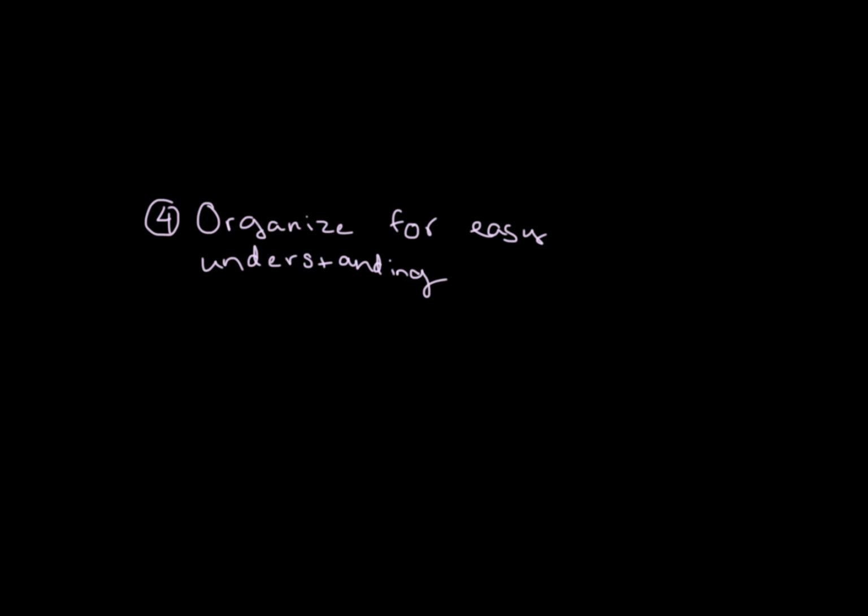Number 4, organize for easy understanding. I know that at least for my regional science fair, this is actually something that is on the judging rubric: organizational flow. When a judge is looking at your board, does it all flow nicely, or are they jumping around from hypothesis to conclusion to data to engineering goal?